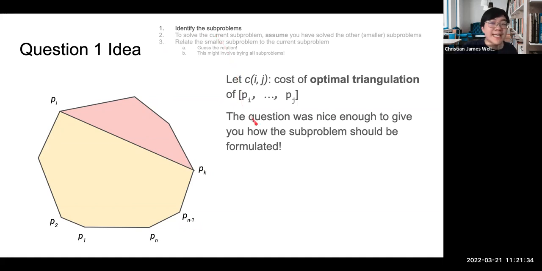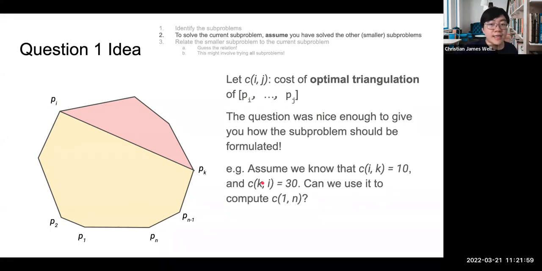All right, so first step, identifying the subproblem. The question was actually nice enough to give you how the subproblem should be formulated. It says Cij is the cost of optimal triangulation of this polygon. There are many ways you can imagine forming subproblems for other kinds of questions. For this question, we'll focus on the subproblem where Cij represents the cost of optimal triangulation of Pij.